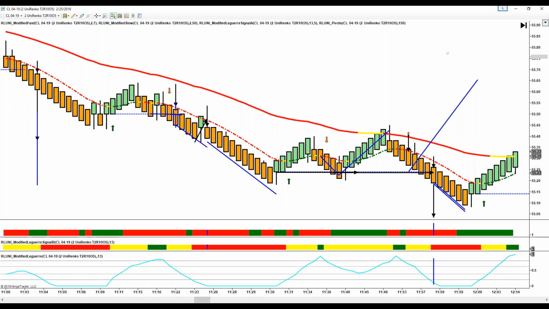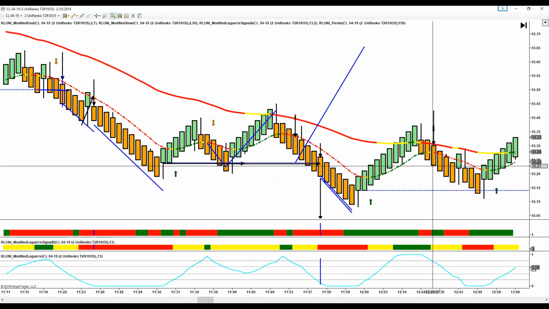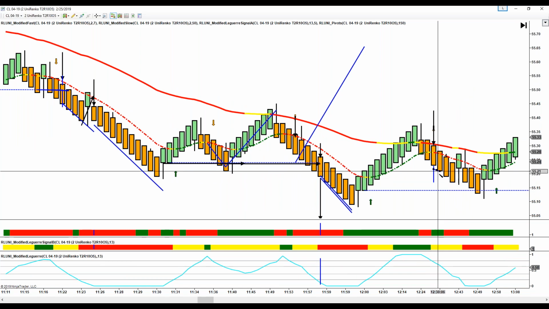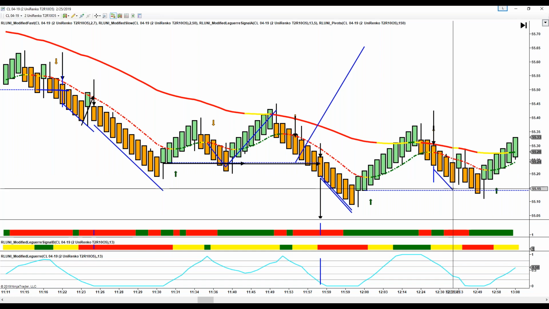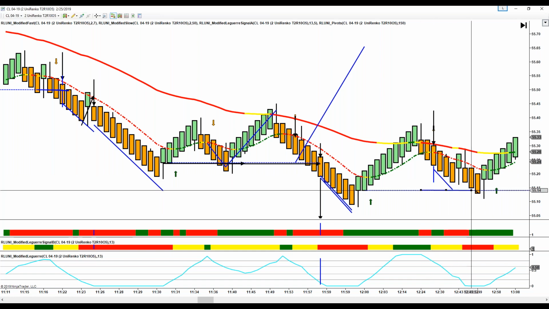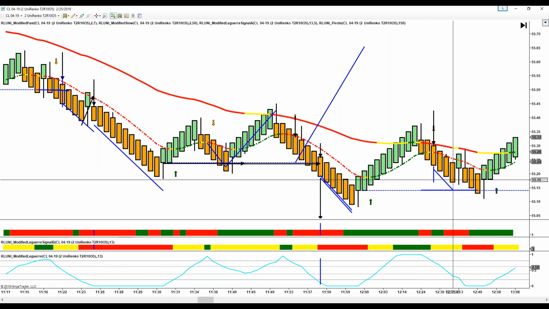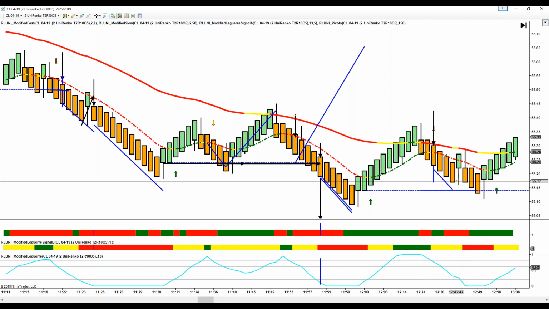So right here is a trade, right here. The order flow on the candle is red. It immediately turns green, and you're just too tight to this pivot. You can't be looking at these pivots. It's really telling you to avoid them.